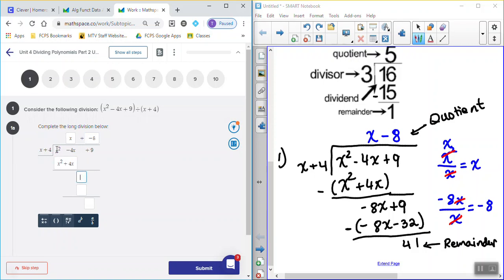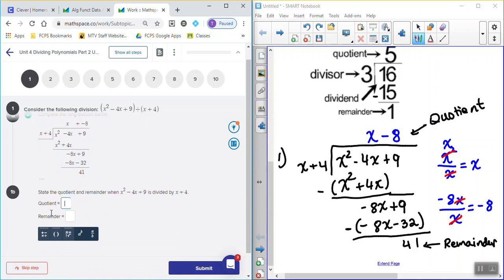And then this part is when we subtract the 2. So when we subtracted the 2, we got negative 8x. And then we have to make sure to bring down the 9, so plus 9. And then over here, we multiply the negative 8 out. So negative 8 times x is negative 8x. Negative 8 times 4 was negative 32. And then when we subtract these two out, we got a remainder of 41. So those are the different parts that MathSpace wants you to write.